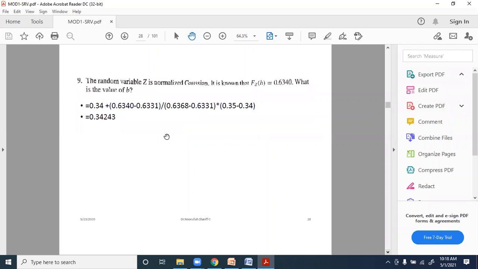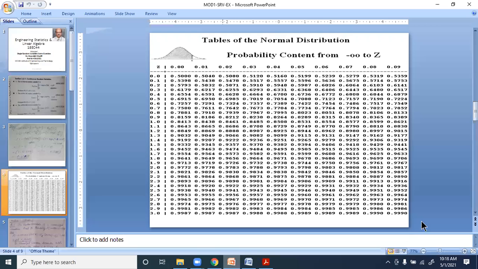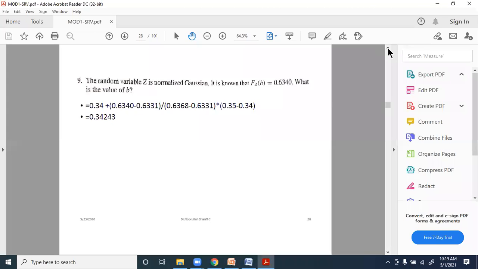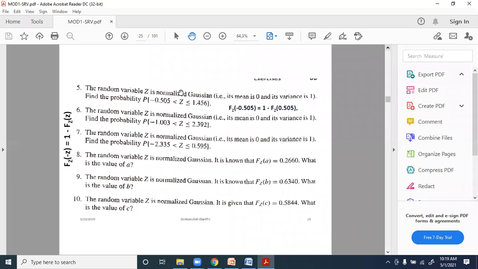Similar to that, we have the numerical 7 also in the question over here. Is this the same thing? Let us see: minus 2.335 less than z less than 0.595. This is the normalized Gaussian. Okay, normalized Gaussian is what we are trying to do. Let us see that number over here.